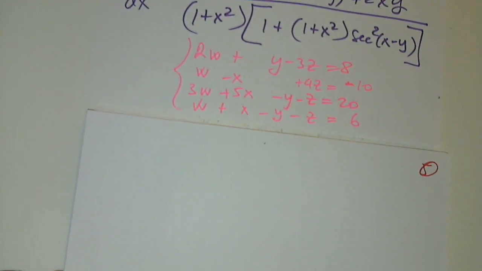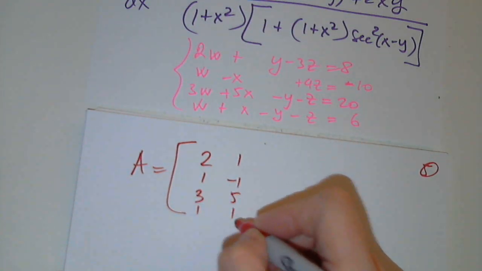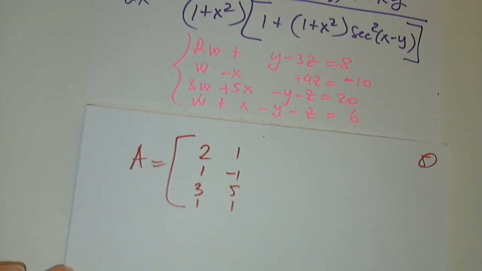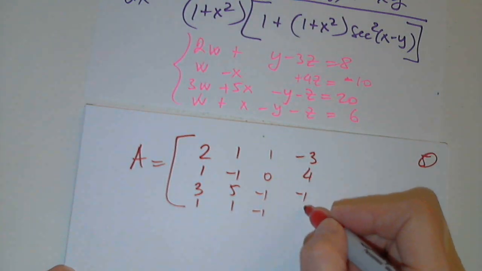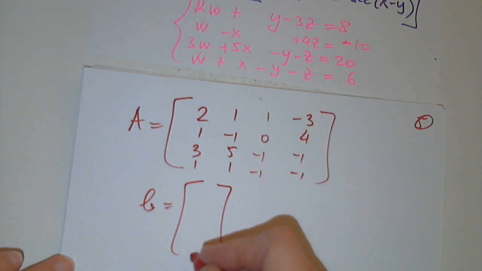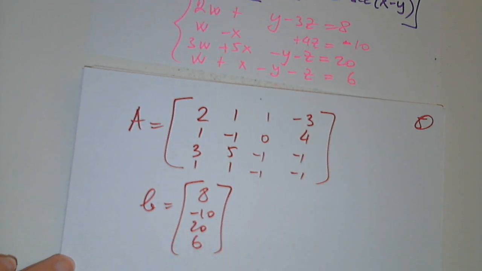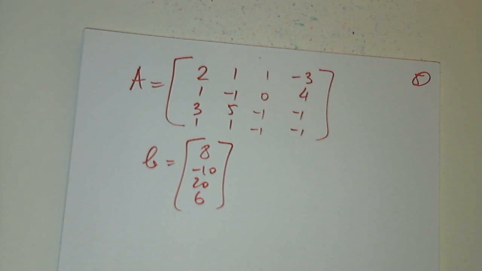Okay, so now remember the coefficient matrix: 2, 1, 3, 1; 1, negative 1, 5, 1. I'm reading it by columns, but in the calculator, we enter it by rows. Or you can enter it by columns as well, but normally we enter by rows. So 1, 0, negative 1, negative 1; negative 3, 4, negative 1, negative 1. And the free terms: 8, negative 10, 20, and 6. In order to determine the solution, if there is one, this method does not work if the system has infinitely many solutions or has no solution. Careful with that.